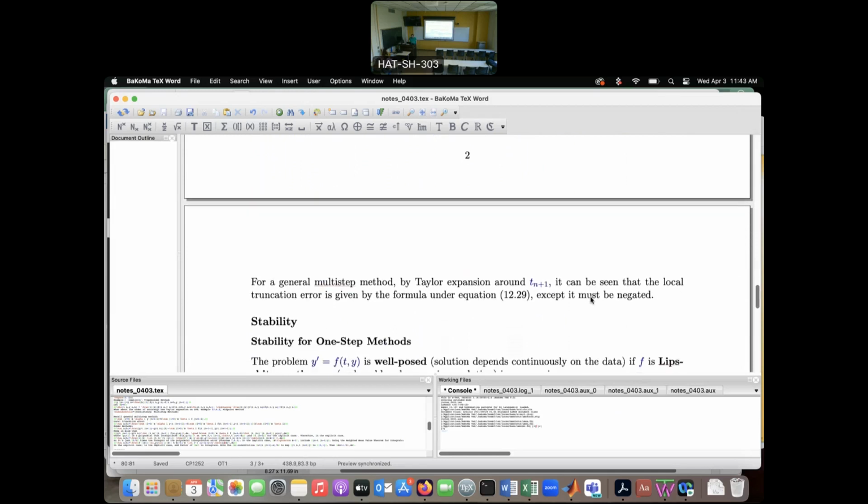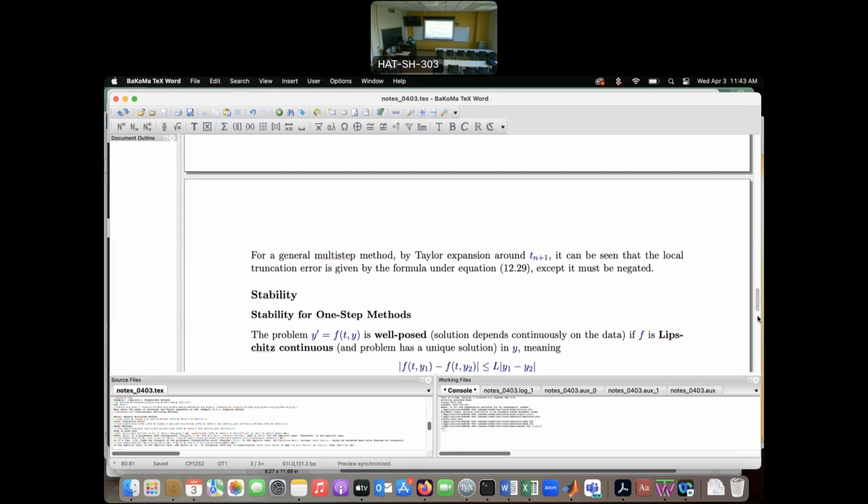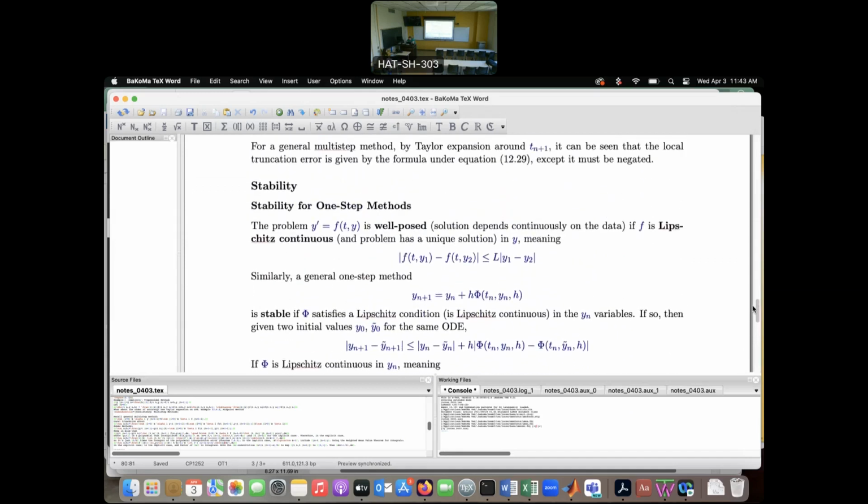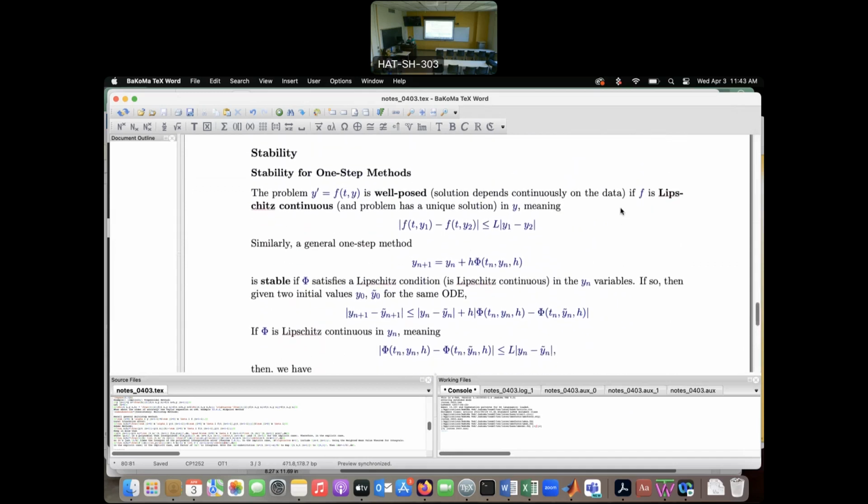So that's the story on consistency, one-step versus multi-step. You see that there's the same starting point, you substitute the exact solution into the method, but then use the same tools like Taylor expansion to show order of accuracy. Okay. Stability, I think I only have in my notes for today, for one-step methods. And then I'll get to stability for multi-step methods on Monday.